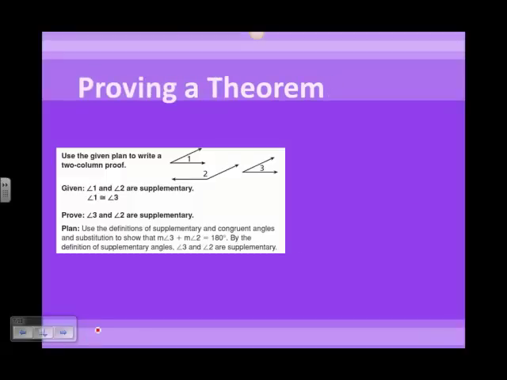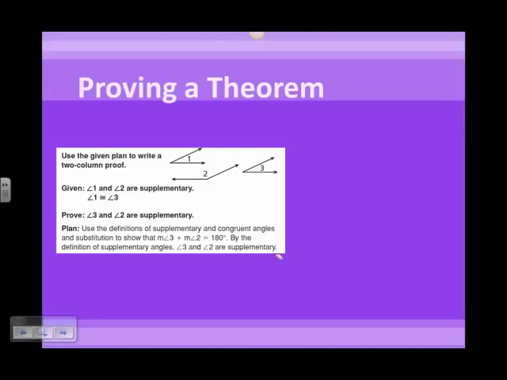So here's a theorem that we can prove. It's not written out in its standard theorem format, but it could be, and I'll show you in a second what theorem this is. This just says, given that angles 1 and 2 are supplementary, and that 1 and 3 are congruent, can we prove that 2 and 3 are supplementary as well? Oftentimes it's a good idea to come up with a plan before you actually start proving the theorem or writing your two-column proof.